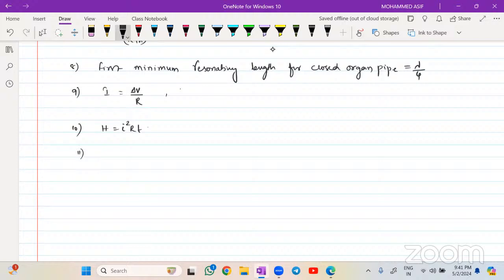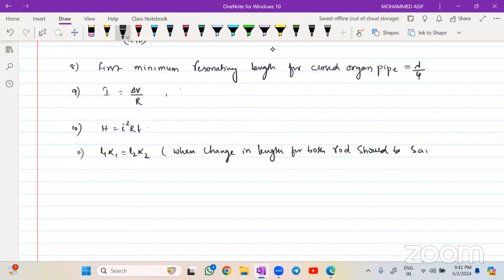Okay. And one more, thermal expansion में. L1 alpha 1 will be equal to L2 alpha 2. When will you be using this one? When change in length for both rods should be same, and the temperature is also same. Delta L1 is equal to delta L2, and temperature delta T1 will be equal to delta T2. In that case, L1 alpha 1 is equal to L2 into alpha 2.